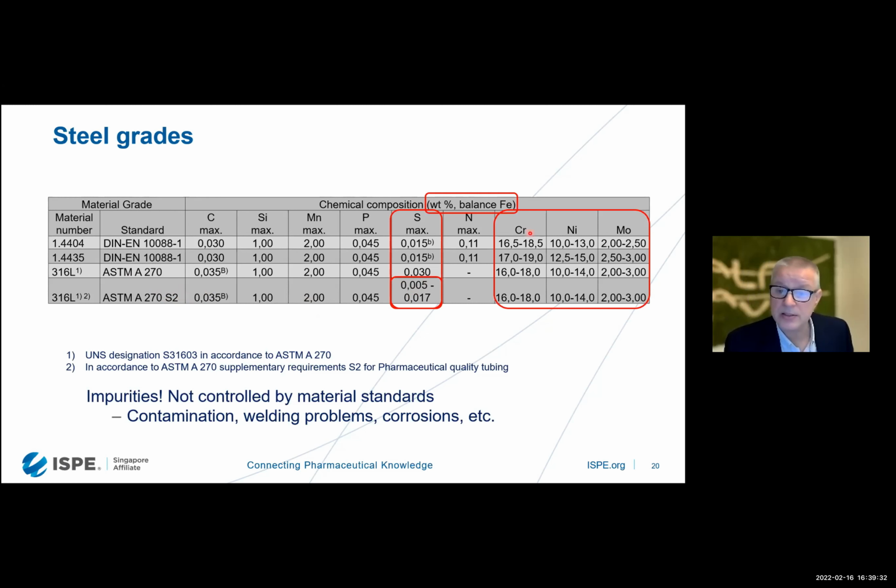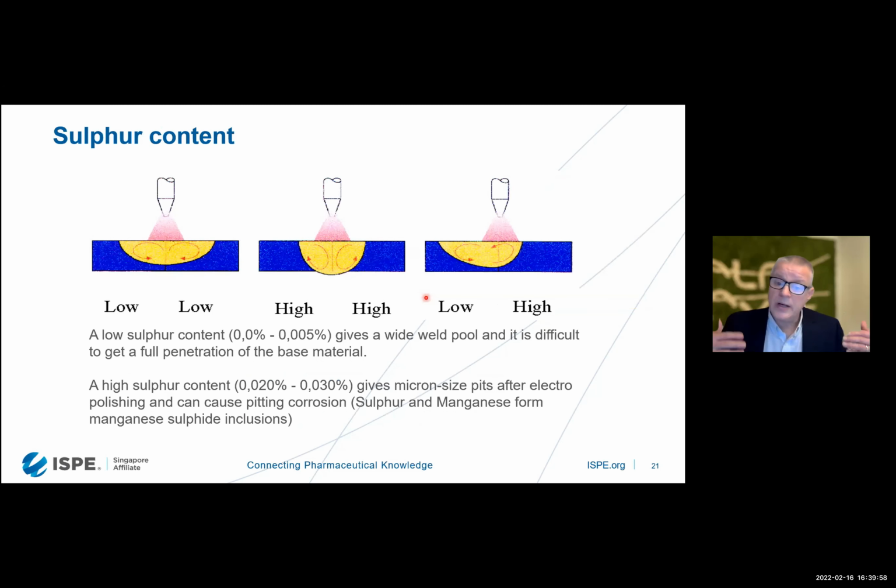In most of these steels, no matter the European or the American, it has more or less the same chromium, nickel, and molybdenum content, and more or less the same sulfur content. But especially with Supplement 2, you have a minimum amount. You need to have a certain amount of sulfur, and you must not have too much either. And why is this important? Well, when you do the welding, and if you have a low sulfur content that is below 0.005%, you require a lot of energy to really melt down the steel and to bond the steel parts together.